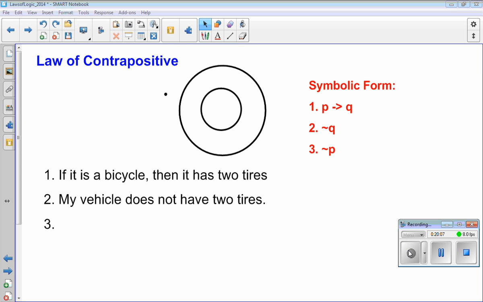So, here's our first conditional, okay? If it is a bicycle, then it has 2 tires. Do all bicycles have 2 tires? Yes, they do. That would be a unicycle if it only has 1. So all bicycles, bi meaning 2, do have 2 tires, right? So this is a true statement. Good.